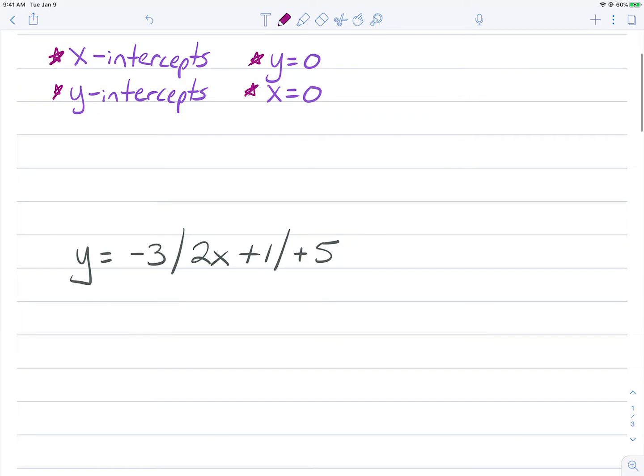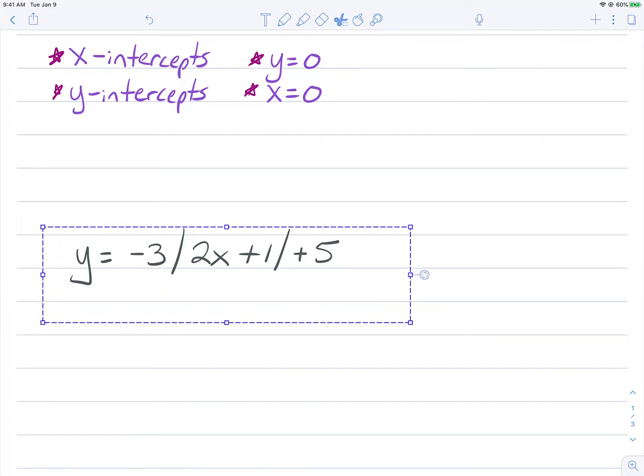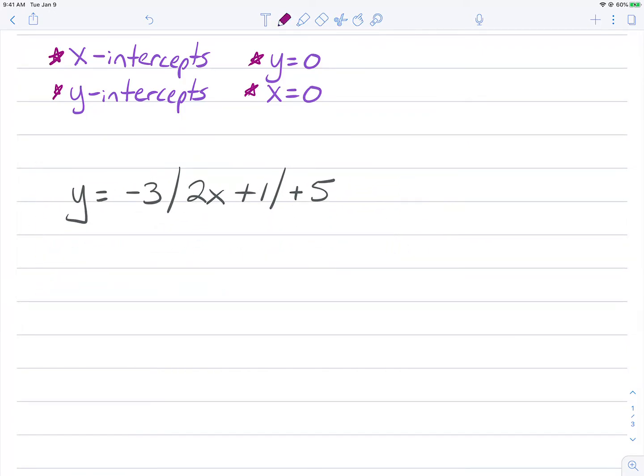So here's our first equation. y equals -3 absolute value of 2x plus 1, plus 5. So I'm first going to find my y-intercept, which means I'm going to plug in x equals 0. So I have y equals -3 absolute value of 2 times 0 plus 1, plus 5. So if you look on the right-hand side, it's just numbers. There's no more variable, which means we're just going to evaluate it.